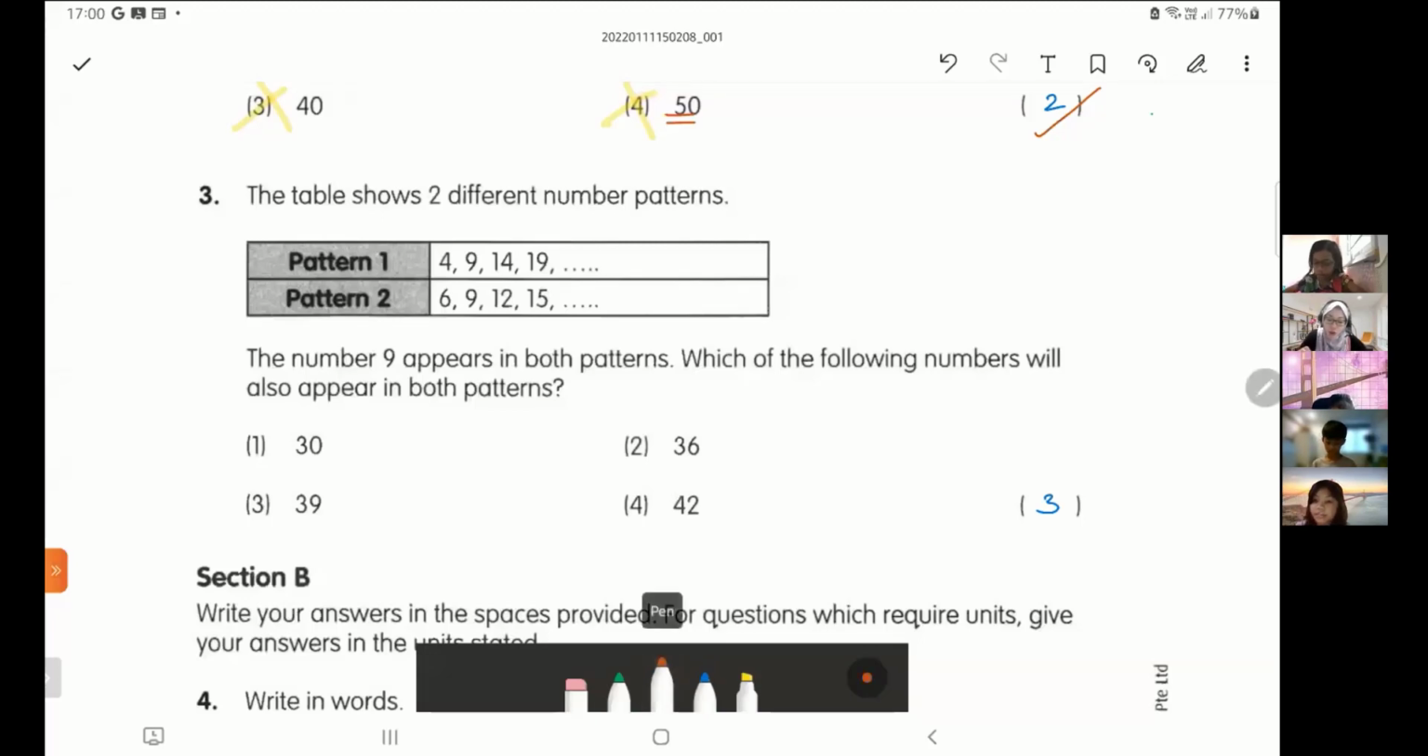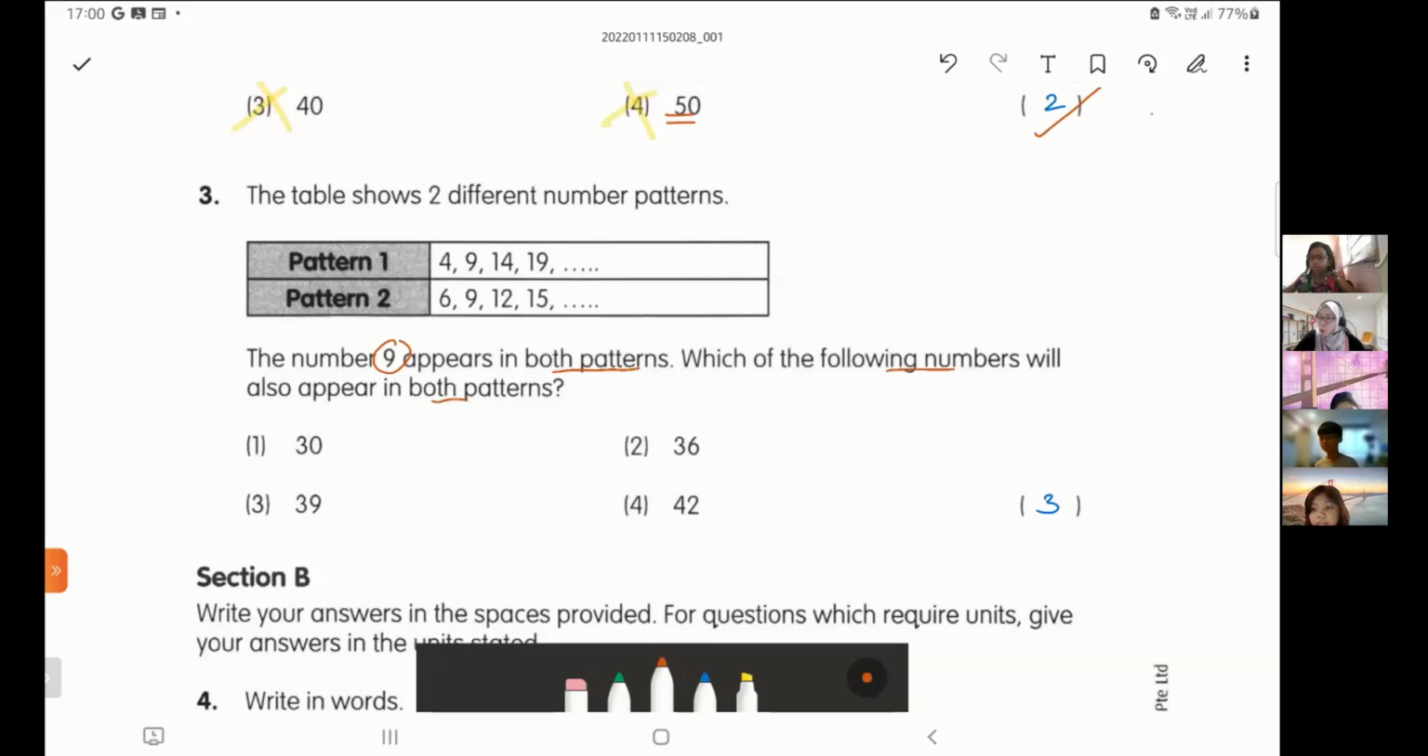Okay, the table shows two different number patterns. We have pattern number 1: 4, 9, 14, 19. And pattern number 2: 6, 9, 12, and 15. The number 9 appears in both patterns. Which of the following numbers will also appear in both patterns? Okay, so I want to know what the pattern is first, right?